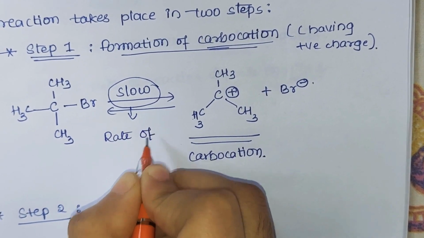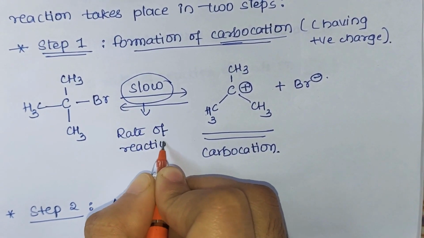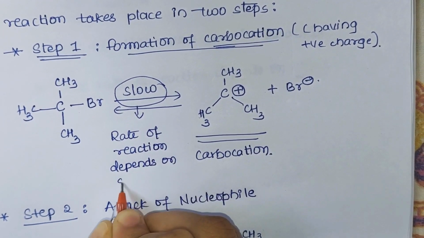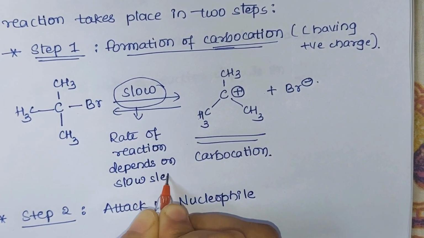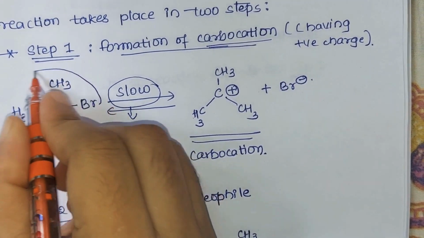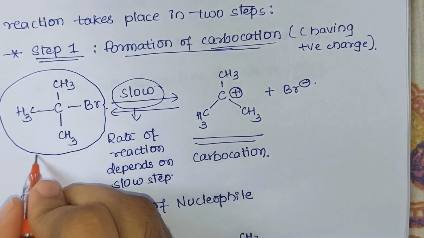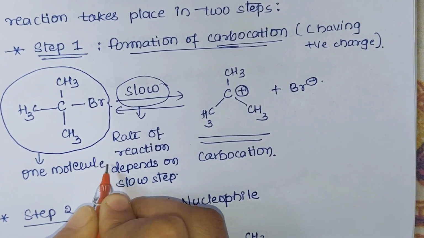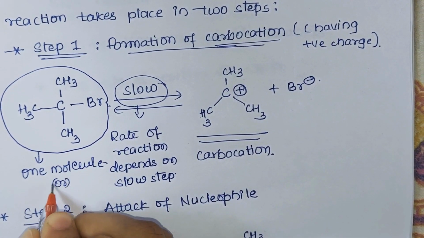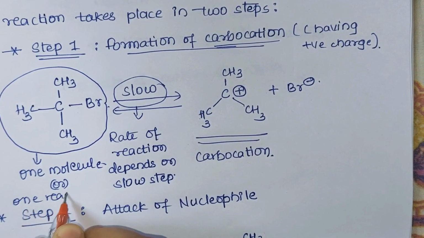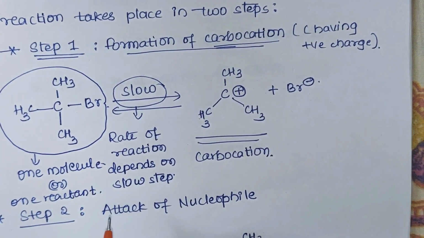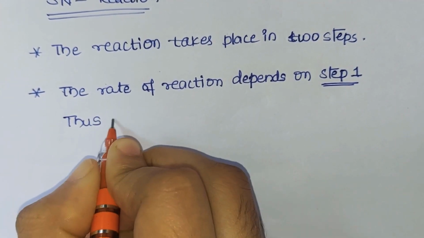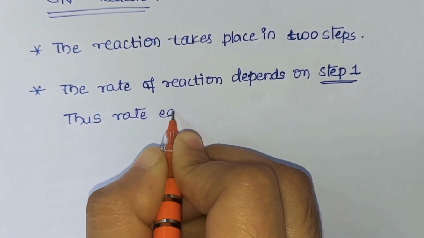So we have observed that formation of carbocation takes place and it is a slow step. Always remember, you will study it in detail in chemical kinetics, that the rate of a reaction always depends upon the slow step. The slow step determines the order of the reaction. Here we have only one molecule, and hence we also call it a unimolecular reaction. The molecule present in step 1 is the alkyl halide, so the rate depends only on the alkyl halide and not on the nucleophile.